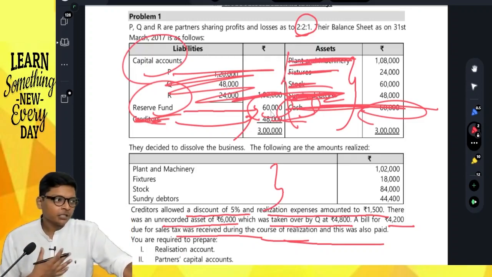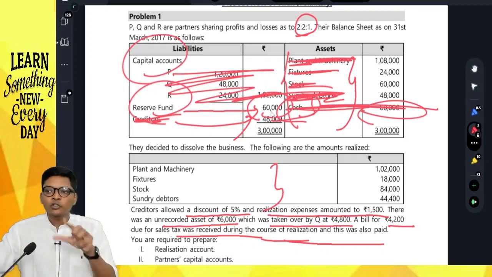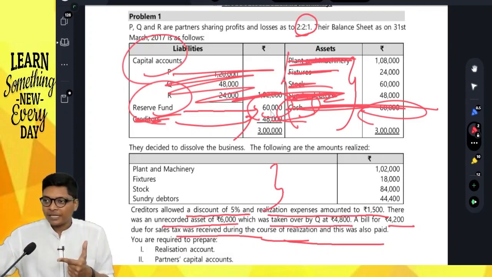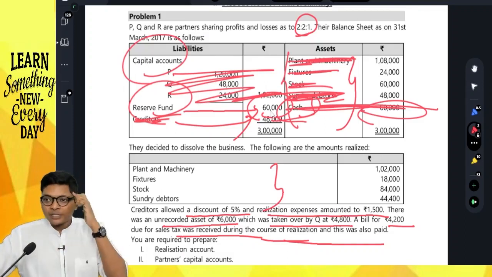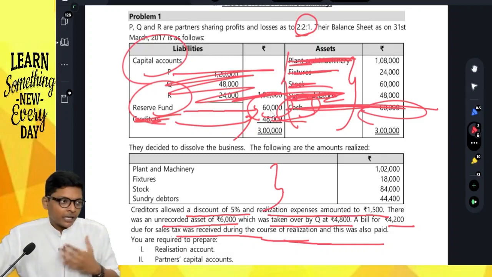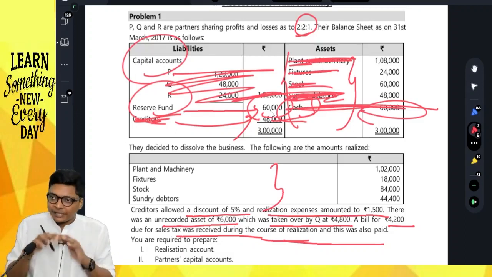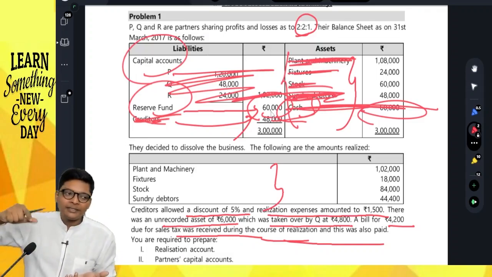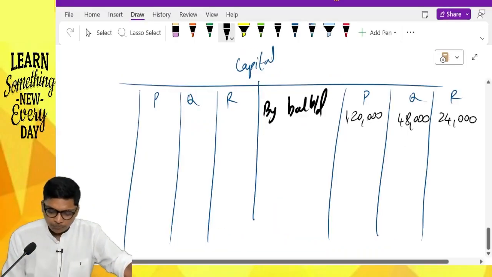Because in this chapter, as we keep going, in different scenarios the ratio changes. Sometimes PSR, sometimes it will be capital ratio. If you mug up, in exam you will get confused. If you understand conceptually, you don't have to memorize. Reserves are nothing but profits of previous years. Previous years' profits went to partners in what ratio? Profit sharing ratio. So this also PSR.